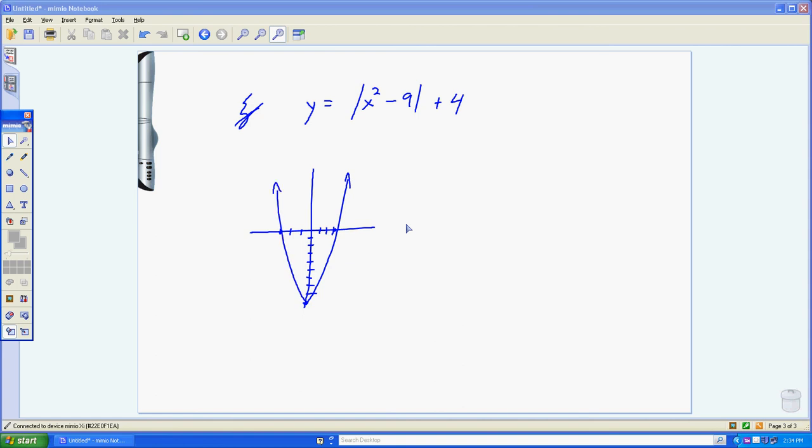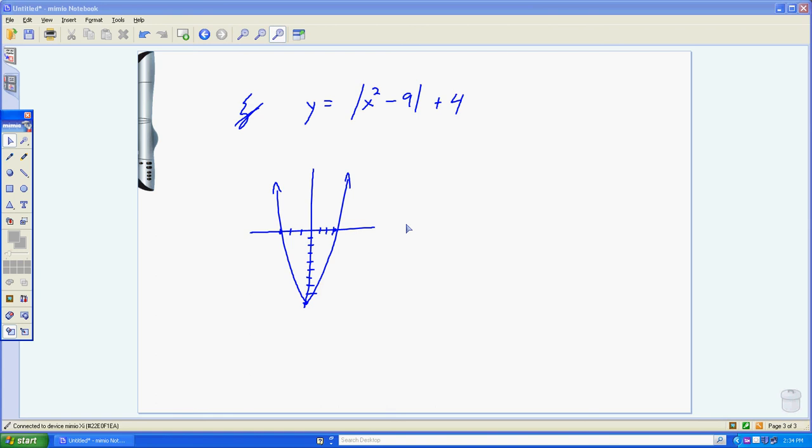But if I take this 4 into account now, what is that doing for us? What would that do to the whole graph when you look at that now, the +4? What's that going to end up doing to our whole parabola here? Moving it which way? Yeah, up 4 units. So every point we have is going to go up 4 units.